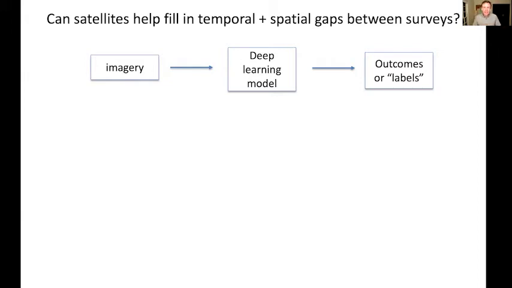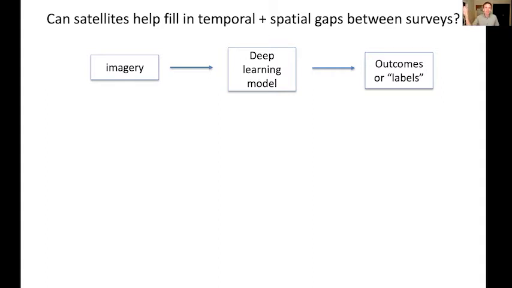So here's basically how these models work. So you have imagery as inputs, and then you have some outcome that you're trying to predict. And most of what I'll show you today is asset wealth. This is well measured in publicly available georeferenced surveys. And here I'm mainly going to use the Demographic and Health Surveys that are, again, public. They're very consistent across countries. They're georeferenced, and they're available to a researcher like me.